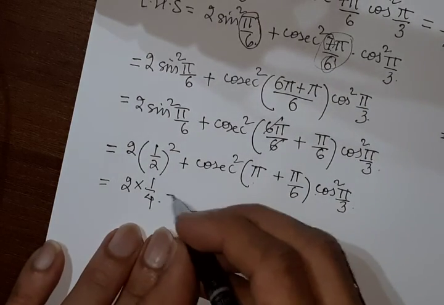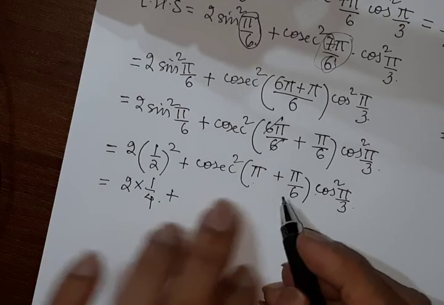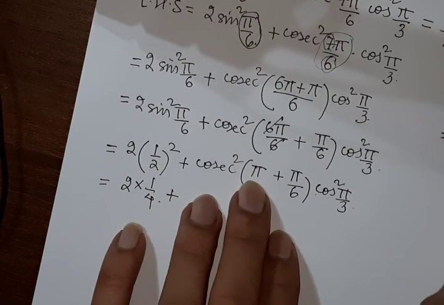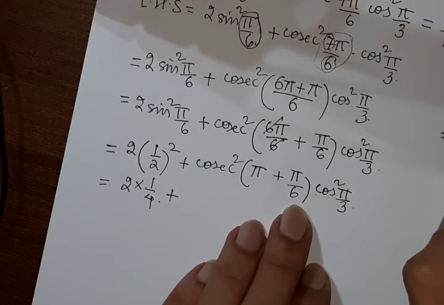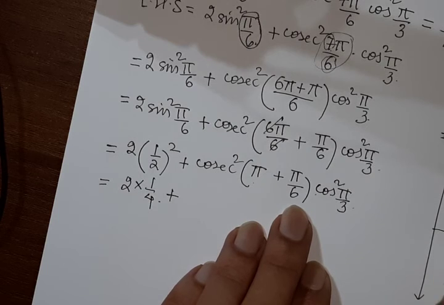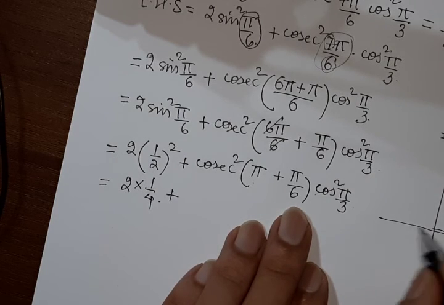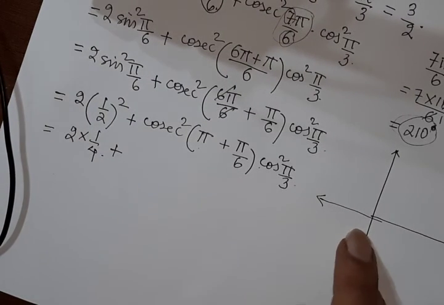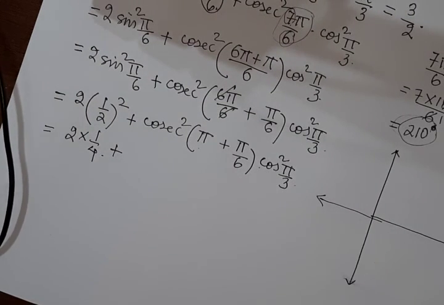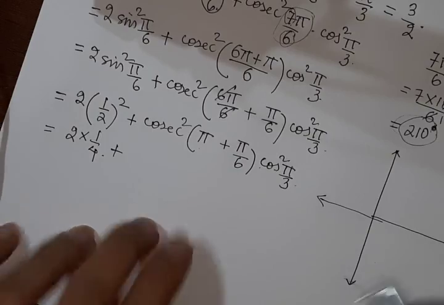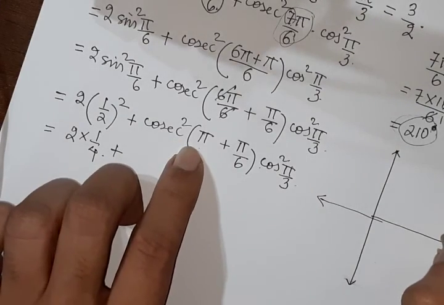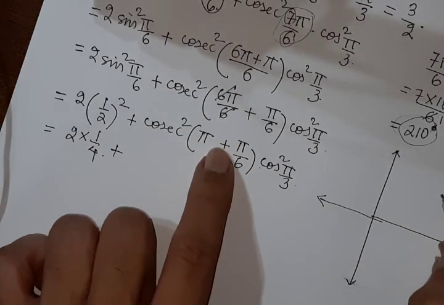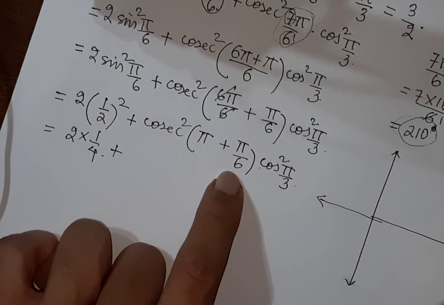Plus, now you look at this. What you have here? Pi plus pi by 6 you have. You look at the coordinate axis. This I have already done when I did the formula set 9. But let us look at this. How to get this? Cosec of pi plus pi by 6, what is it equal to?